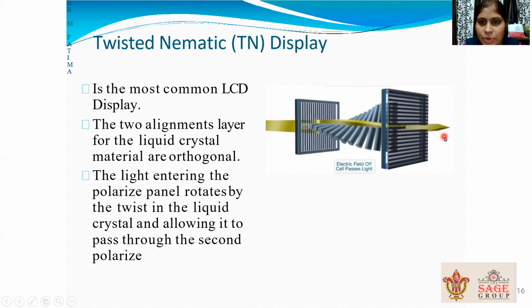So the screen is brighter, but when potential is provided, the molecules are very well aligned, and it becomes perpendicular to these lines. So when light falls on the polarizer and passes through the liquid crystal, these molecules of the liquid crystal do not allow the light to pass through the polarizer, so the screen becomes darker.